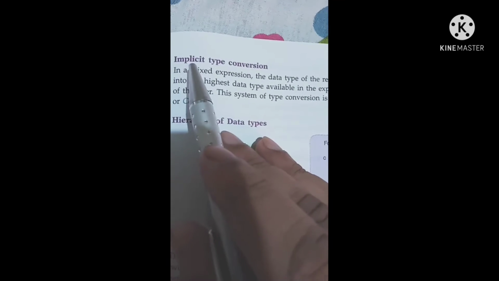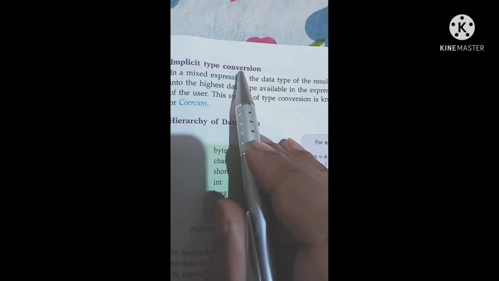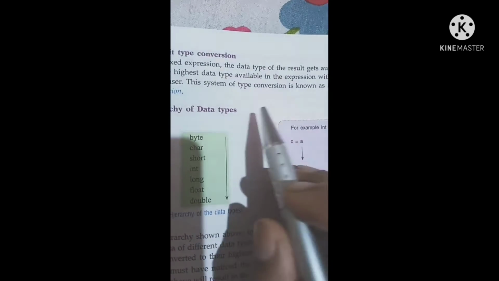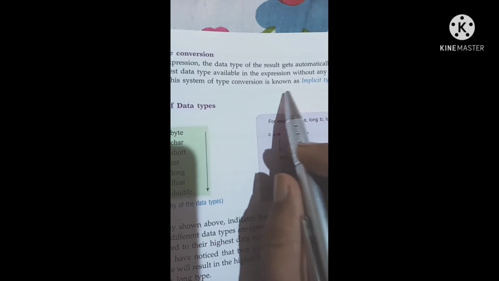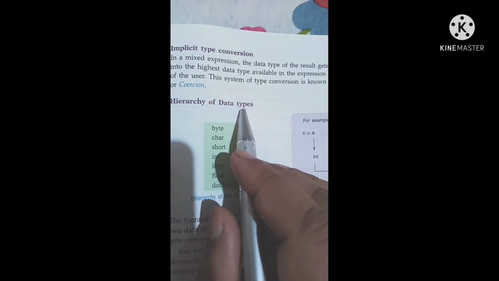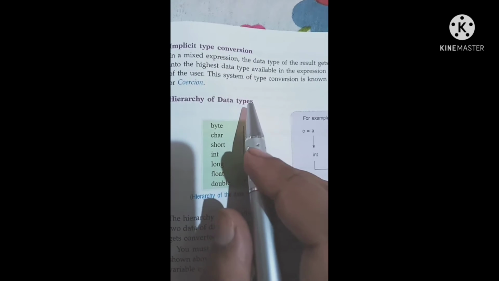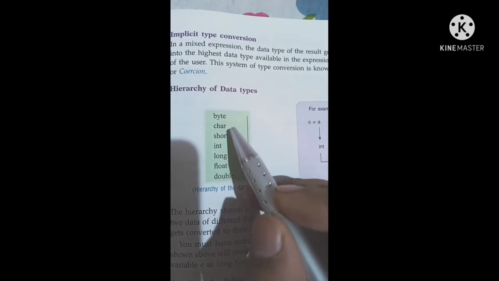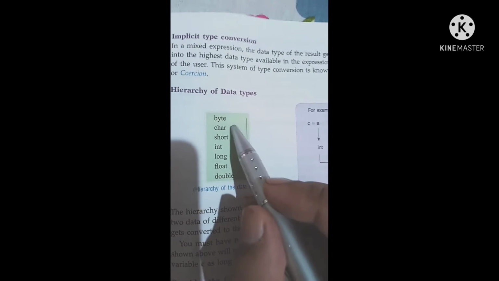That is called implicit data type conversion. This system of type conversion is known as implicit data type conversion or coercion. Okay, hierarchy of data types. First of all, in the hierarchy we have to understand byte, char, short, int, long, float, double.